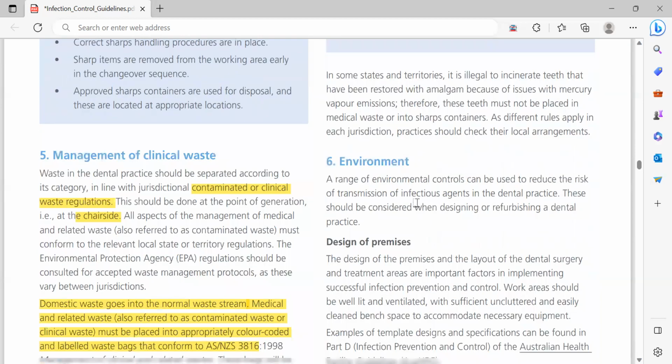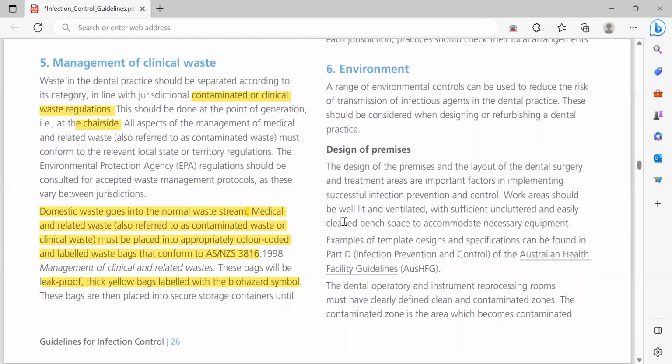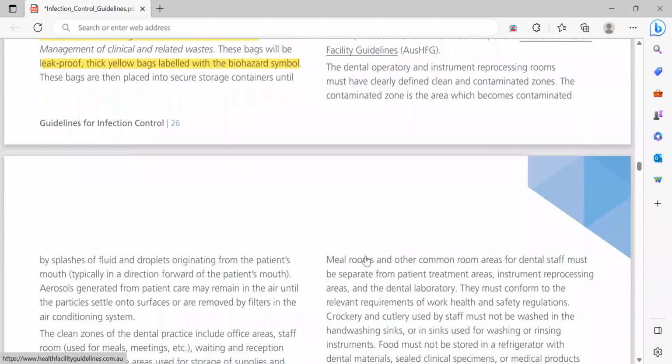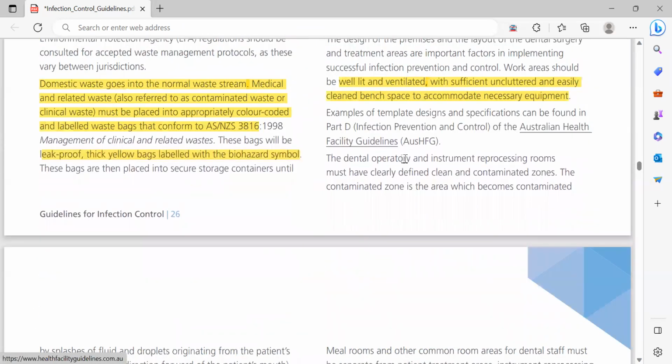Then, regarding the environment, here they have written how the design of premises should be. It should be a well lit and ventilated area with sufficient uncluttered and easily cleaned bench space to accommodate necessary equipment. The dental operatory and instrument reprocessing rooms must have clearly defined clean and contaminated zones.